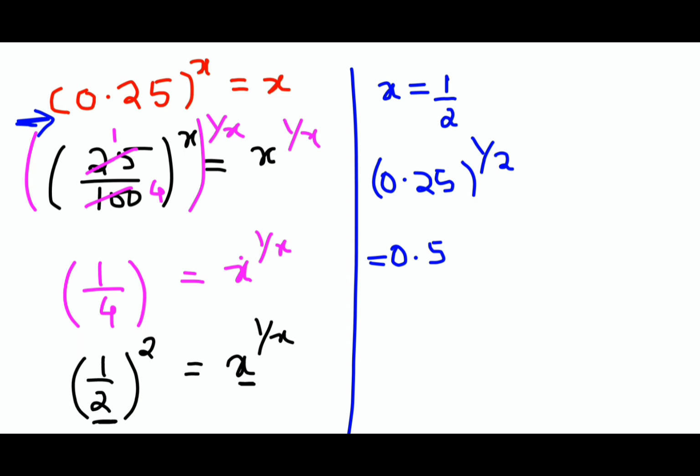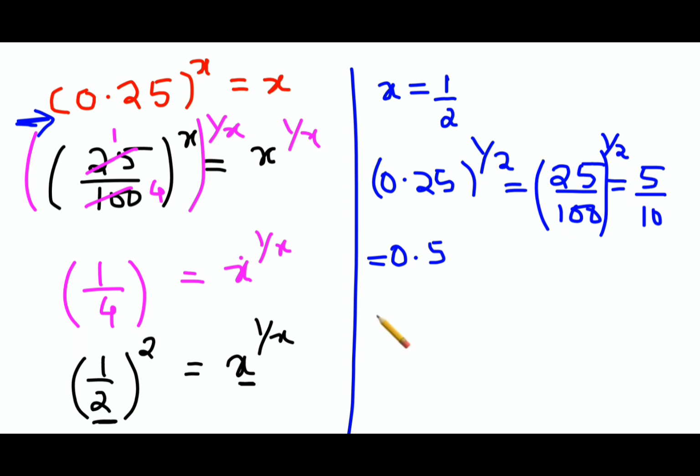Before people get confused, 25/100, square root, is 5/10, that is 1/2. 5/10 can be written as 0.5. Right, 0.5 is nothing but 1/2, and that is the value of x, which is your RHS. So I hope this is very, very clear to everyone.